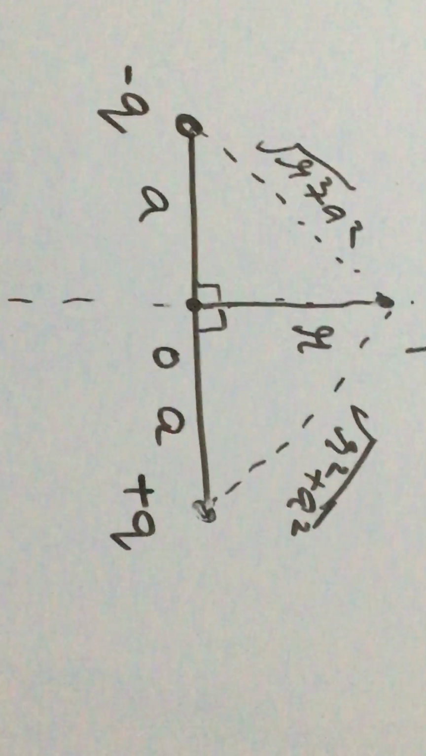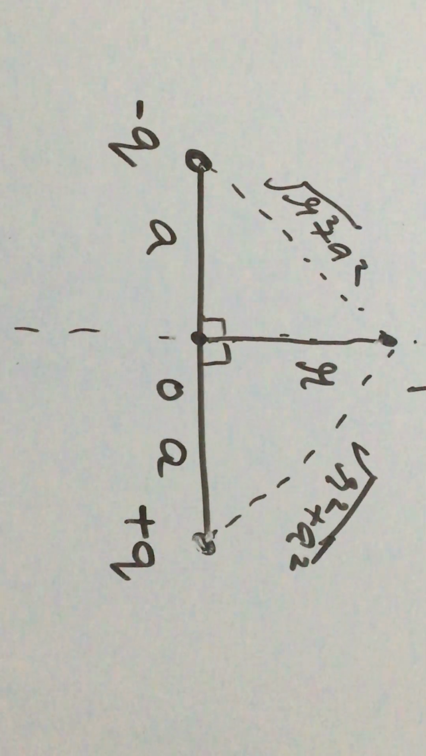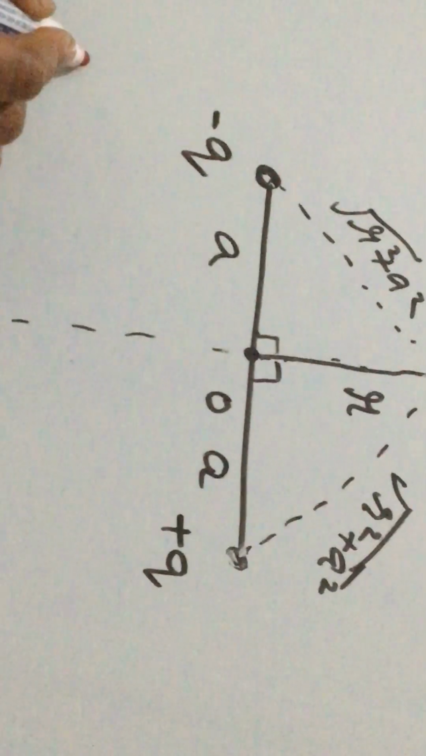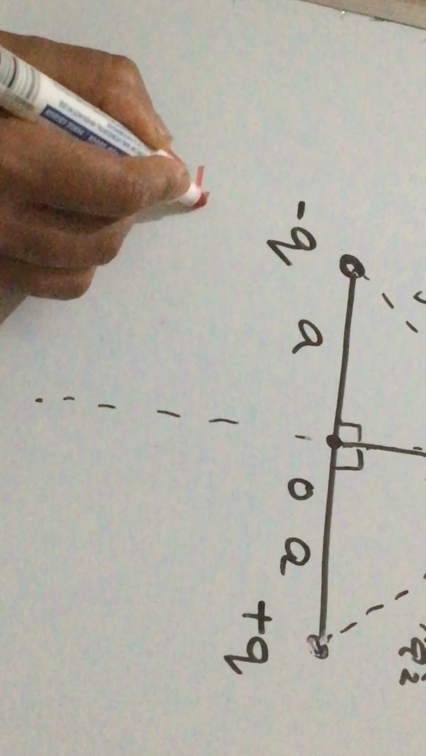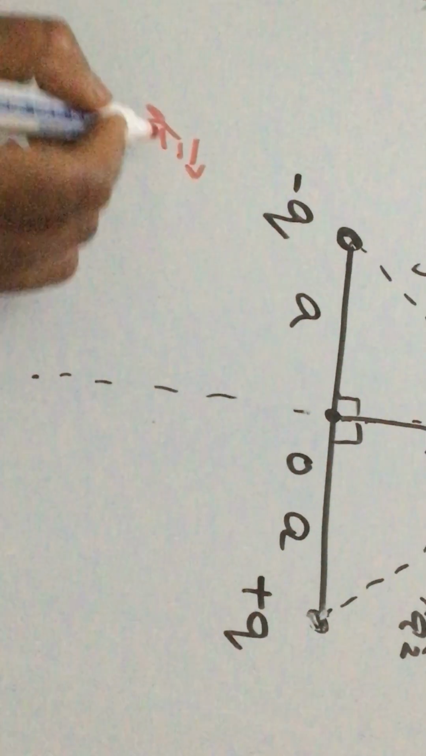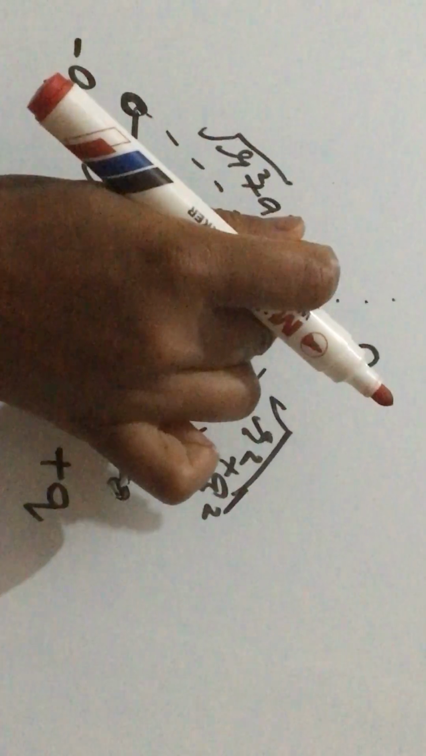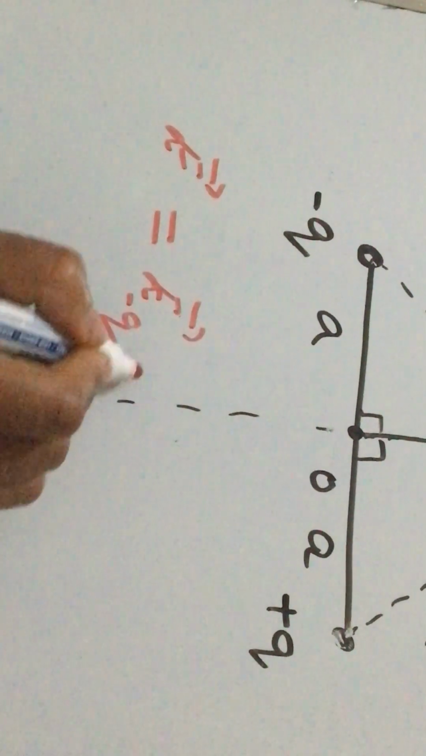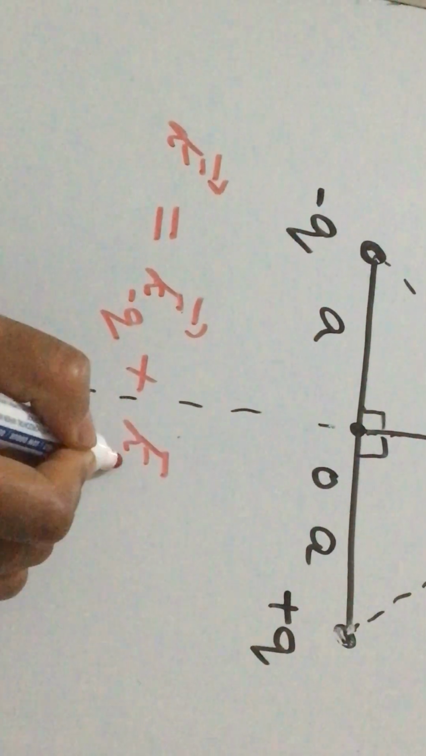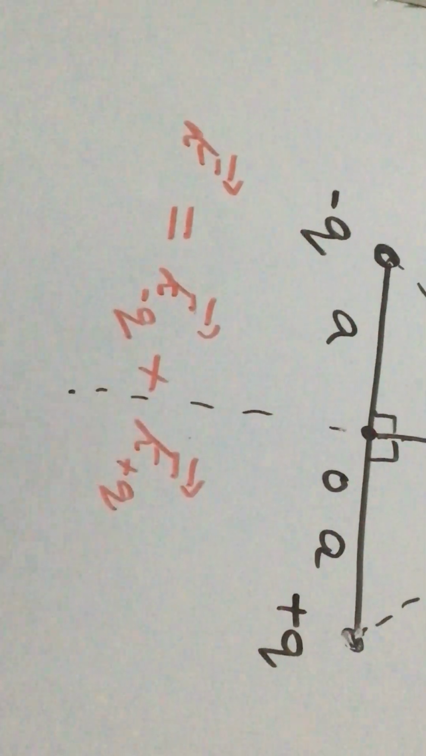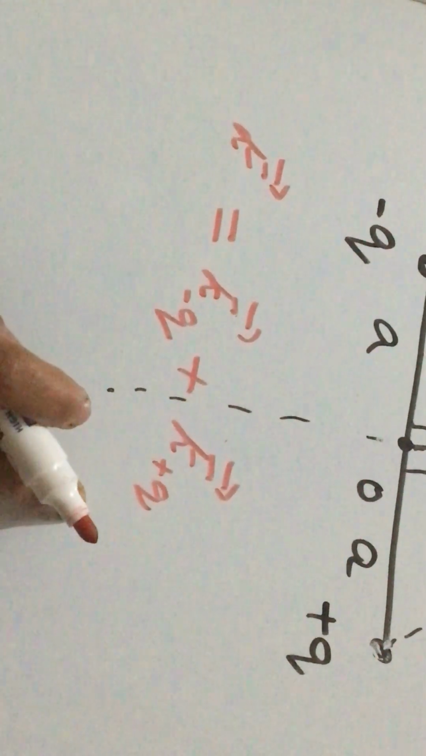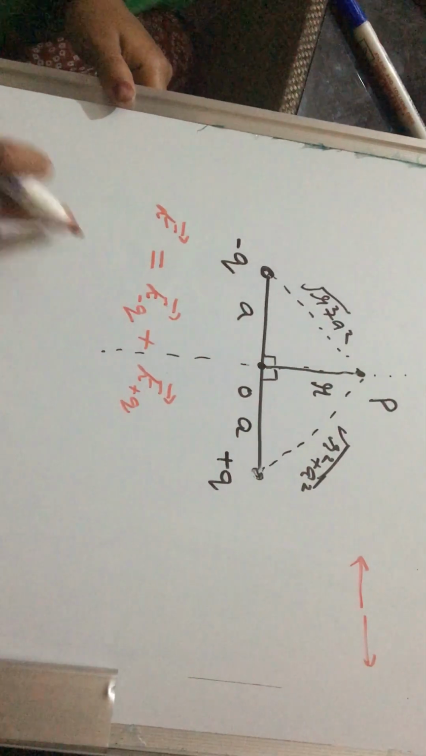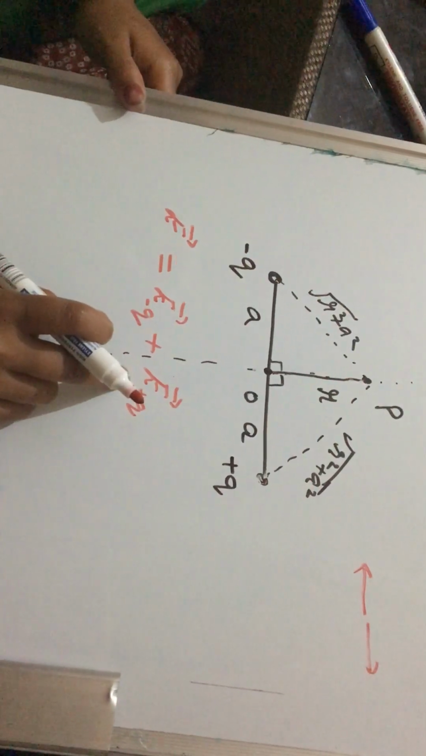Okay, now let's see what will be the electric field. Now what is the electric field due to the dipole? Now from the superposition principle we know that the total electric field at this point P will be due to minus Q and due to plus Q, right? Now in the previous case, on the axial case, the electric fields were on the same line, right? Now in this case, will the two electric fields be on the same line?